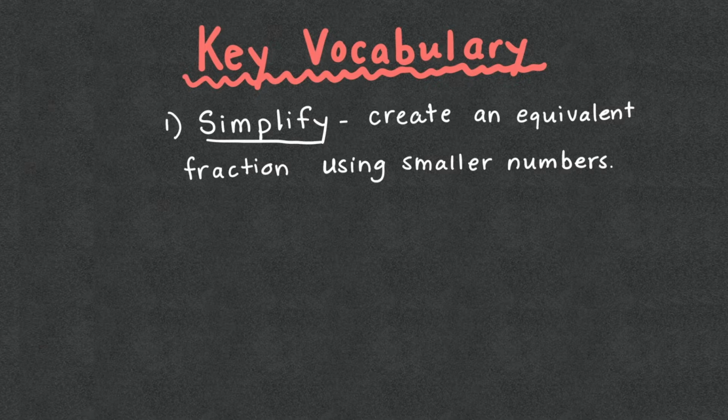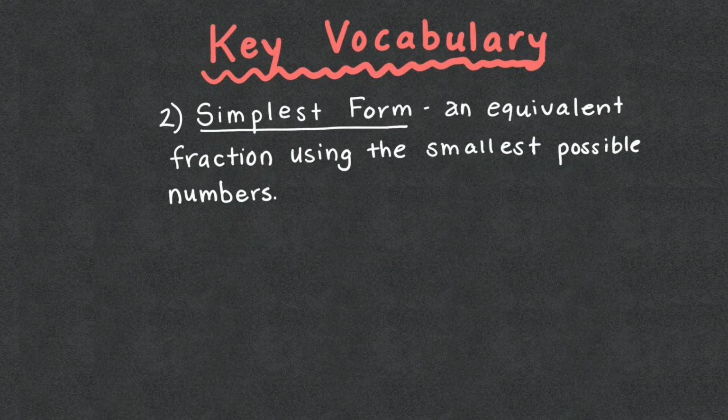So, for example, if we see the fraction 2/4, if we're going to simplify it and put it in its simplest term, the smallest possible numbers, that would be the same thing as 1/2. And we'll go over how to do that later. 1/2 is the simplest form, and that's an equivalent fraction using the smallest possible numbers.